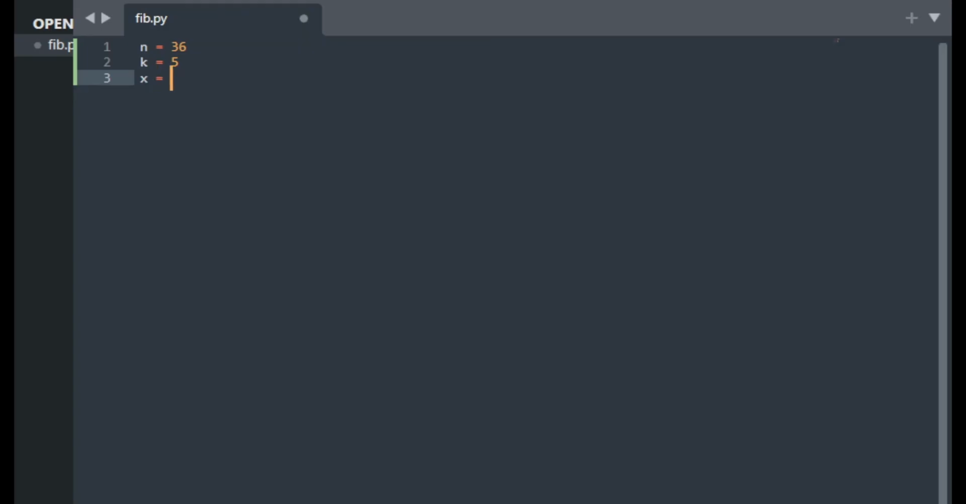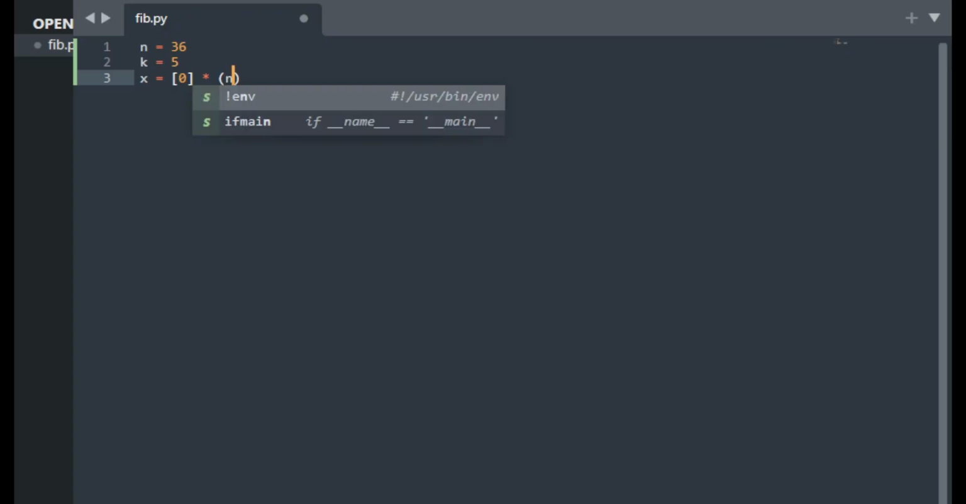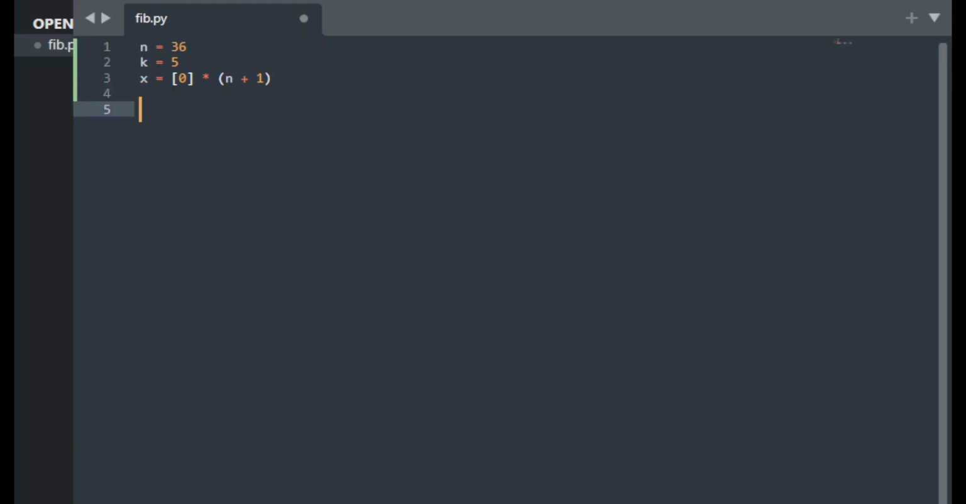Line 3, creating our storage. X equals a list of zeros with n plus 1 slots. We create an array with n plus 1 slots, 0 through 36. Why n plus 1? Because I'm using index i to represent month i, and it's cleaner if month numbers match array indices. Array i will store how many rabbit pairs we have in month i.